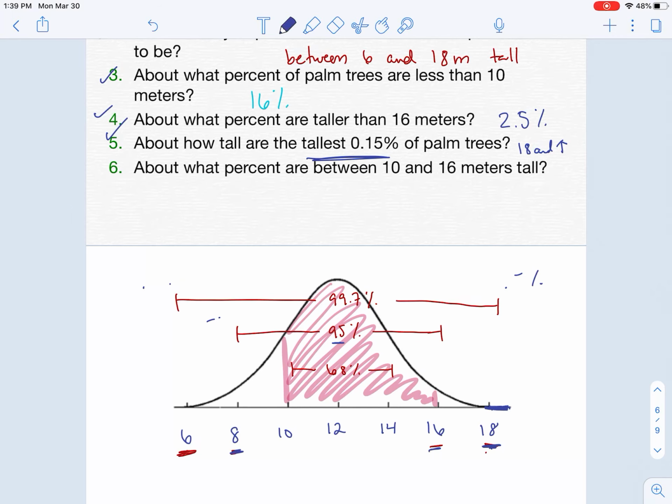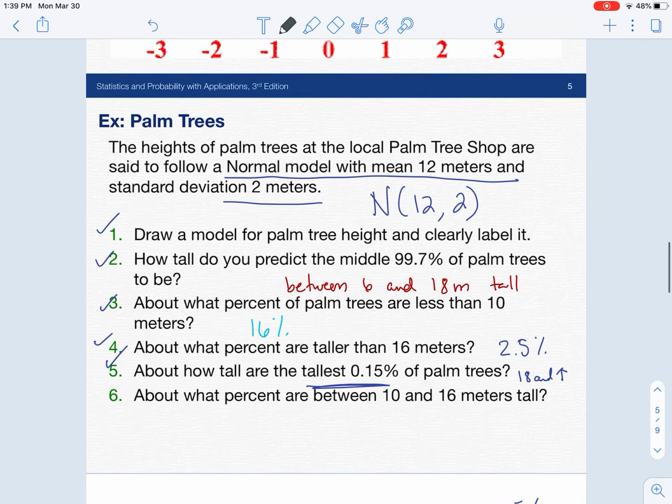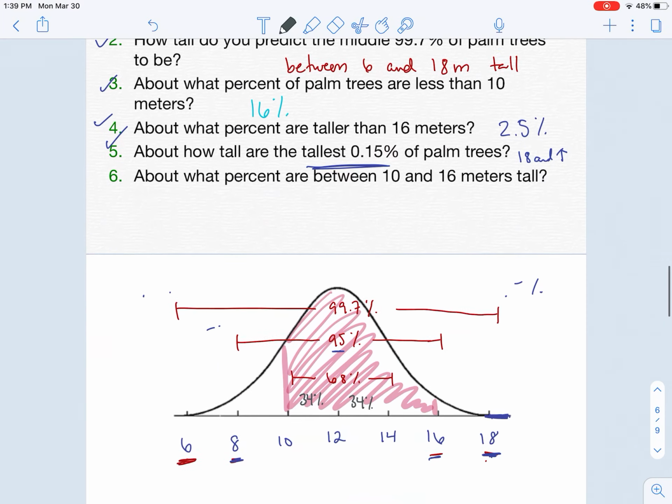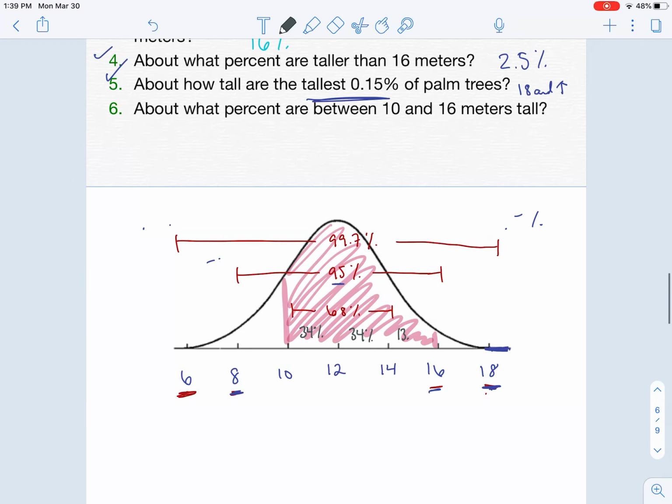Okay, I can do it a couple different ways. One way is to add up all of these areas. From here to here is 34%. From here to here is 34%. And this right here is, if you look at this one, 13.5%. I could add those up to get the answer. The answer is 81.5%.